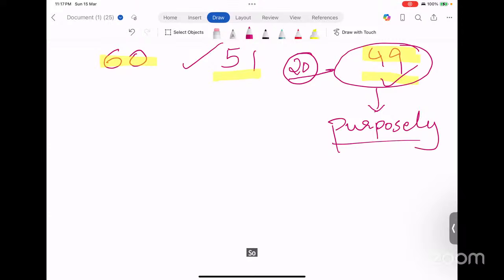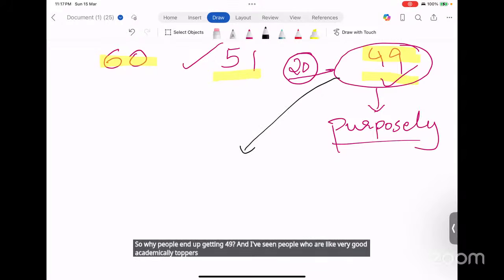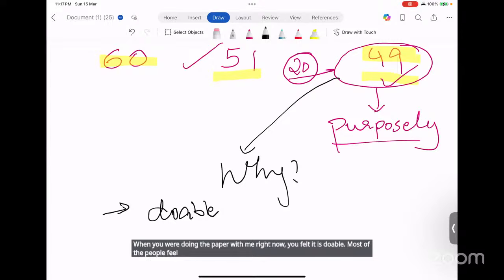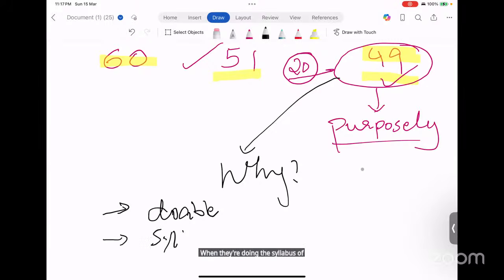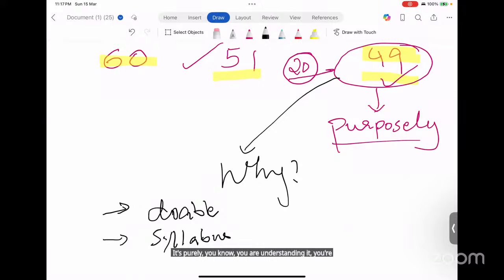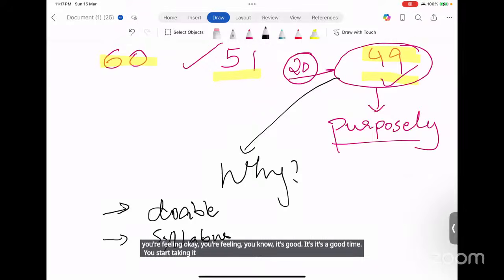So why do people end up getting 49? I've seen people who are very good academically, toppers throughout, end up getting 49 in AAA. Why does this happen? When you were doing the paper with me right now, you felt it is doable. Most people feel the same. They start taking this paper for granted. When they're doing the syllabus of AAA, I am telling you already, the syllabus is super easy, a walk. It's theory, no? You are understanding it, you're going through it, you're feeling okay, it's a good time. You start taking it for granted. You start thinking, oh, I remember this, I remember that, it is easy.